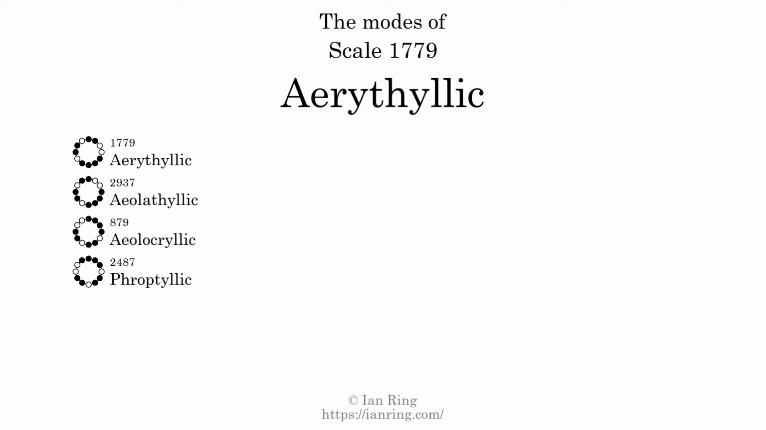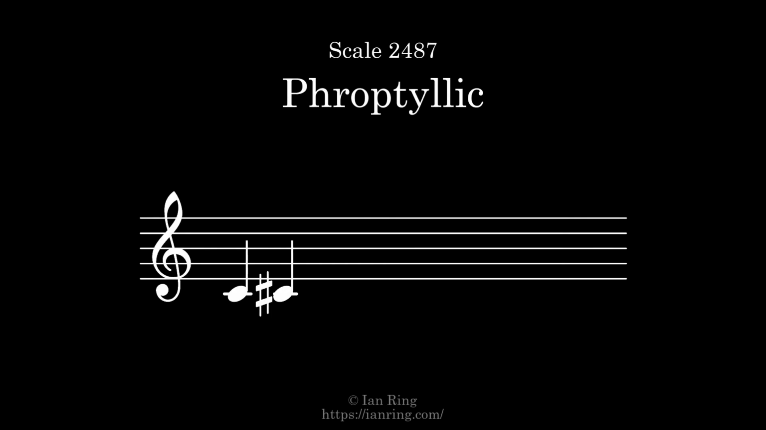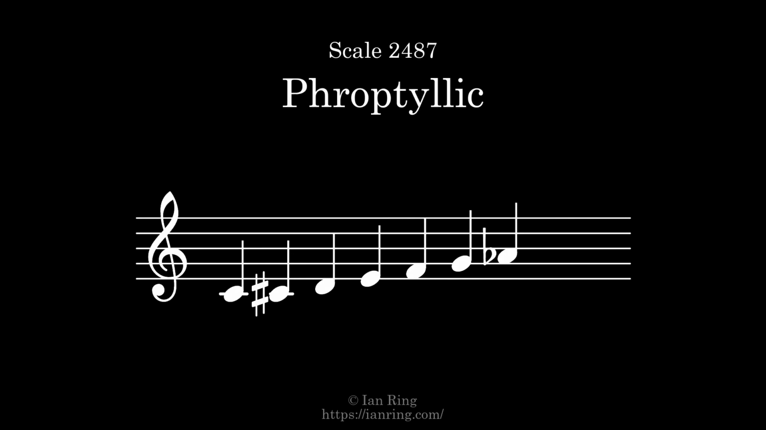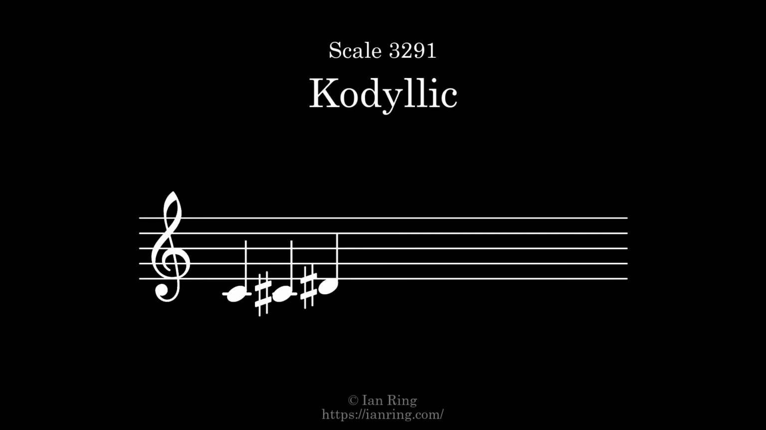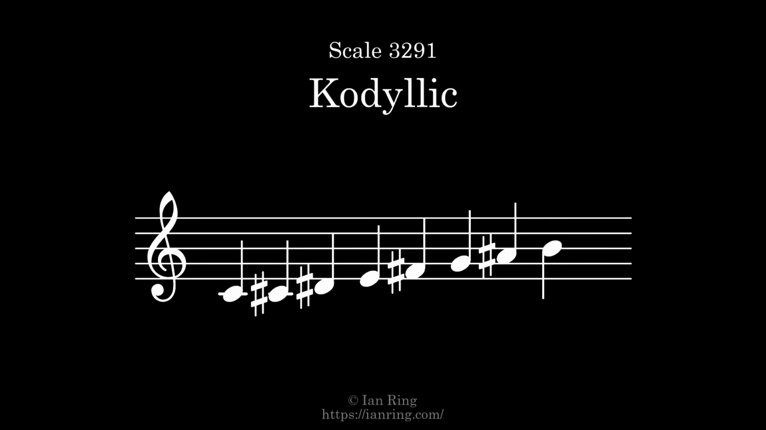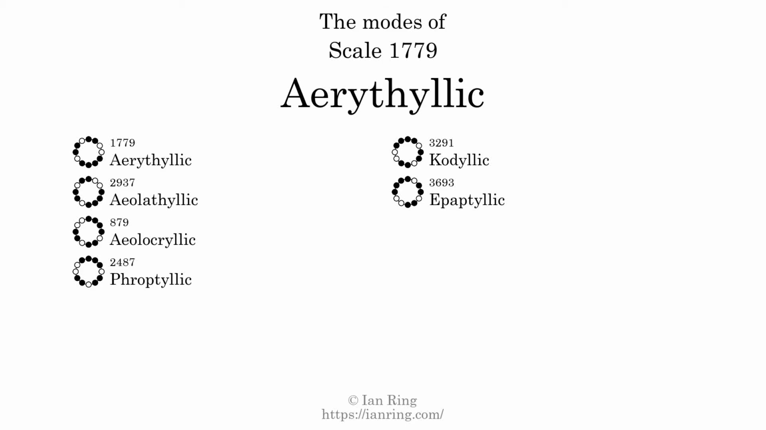The fourth mode is scale 2487, also known as Aerythyllic. It sounds like this. The fifth mode is scale 3291, also known as octatonic. It sounds like this. The sixth mode is scale 3693, also known as epiptylic. It sounds like this.